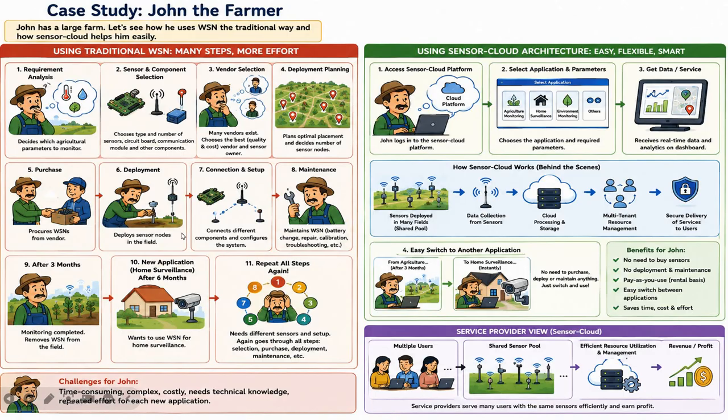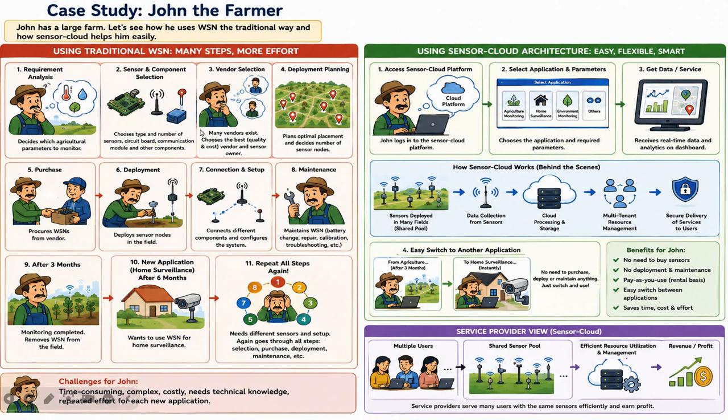Here on the left hand side of the image, you can see the process of using the traditional wireless sensor network. Now here John owns a large agricultural field and he wants to monitor the conditions such as the temperature, humidity, soil moisture and other environmental parameters. Now before he can use the wireless sensor network, he must perform several tasks. That is, first he has to analyze his requirements and decide which sensors are needed. Then he selects the additional components such as the communication modules, circuit boards and power supplies.